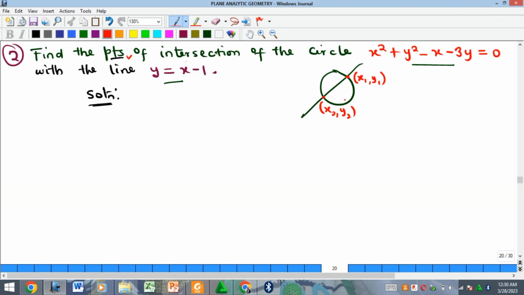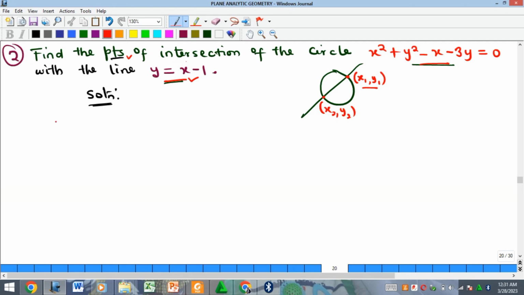What it means is that at the point of intersection, the values of x and y will be the same for the circle and also for the line. So if you substitute your x and y from this point into this function, it is going to make this equation true. And if you substitute the same values of x and y here, it will also be true for this line. And that will also be true for the second point. That's what we're going to use now to solve.